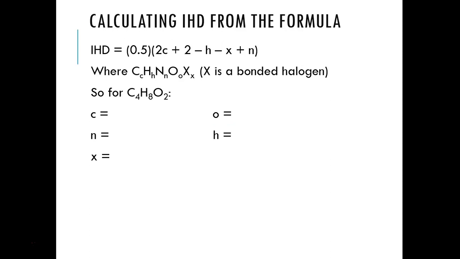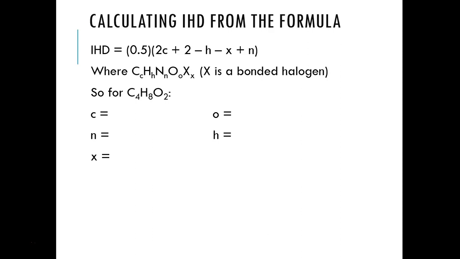So when you calculate IHD from the formula, you have what looks to be kind of a long and cumbersome formula, but it's really pretty simple. The IHD is 0.5 times (2 times the number of carbon atoms plus 2 minus the number of hydrogens minus X, which is the number of halogens, plus N, which is the number of nitrogen atoms), where the following is true. So that just shows you that little c is the number of carbon atoms, etc. Now notice that oxygen does not factor into the IHD. We're addressing that specifically because people really think that it should, but it doesn't.